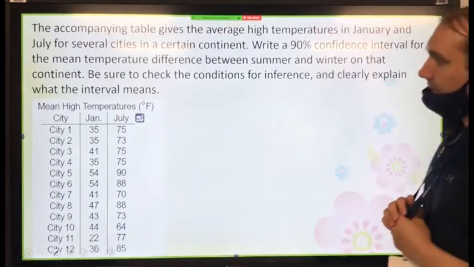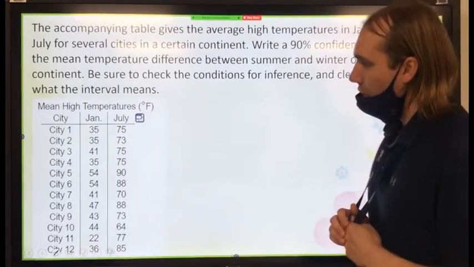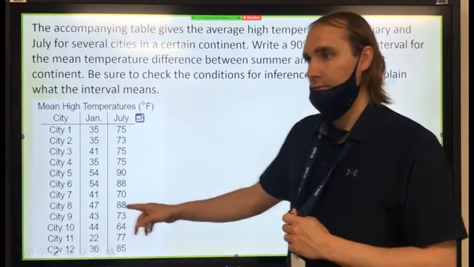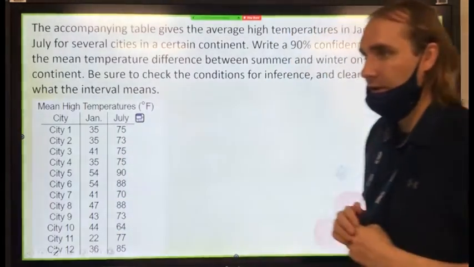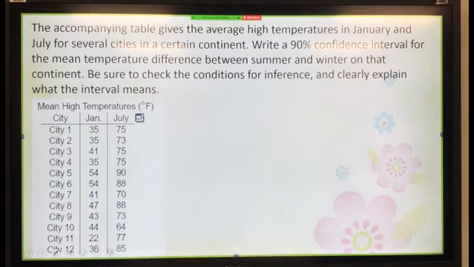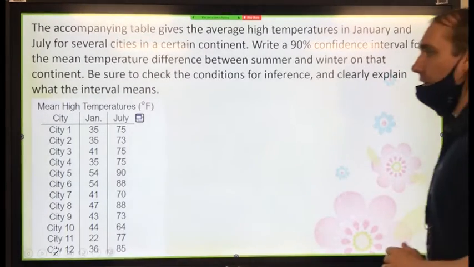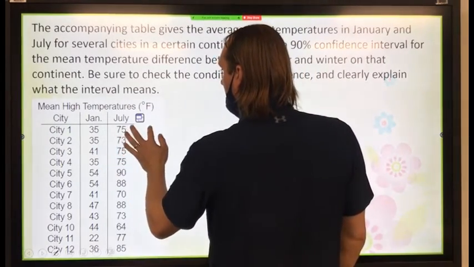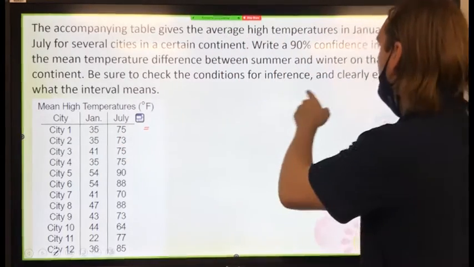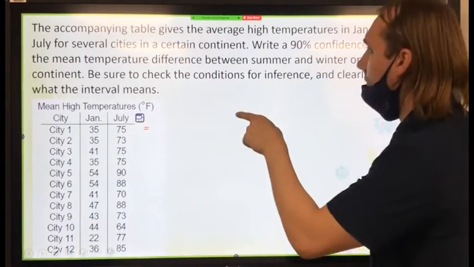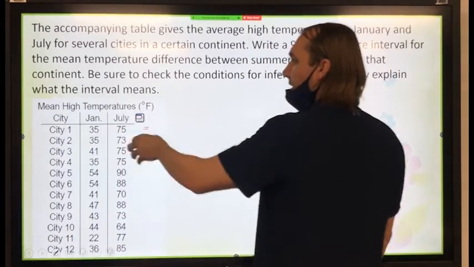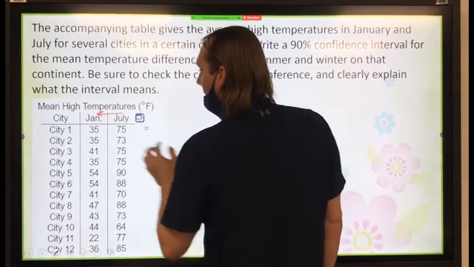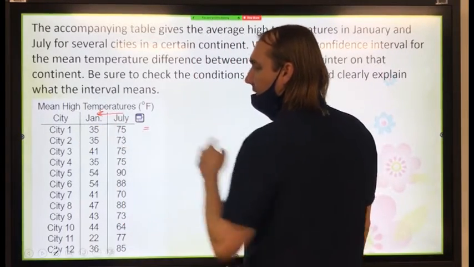Let's check the differences. So what would you do? Would you type these both in your stat edit and try to calculate it? What are we more focused on with paired data? The difference. So let me go ahead, since I am comparing January to July, let's compare, which way you want to go? You want to test January to July or July to January? July. Okay, so we're going to go this way, which means what's the difference between 75 and 35?